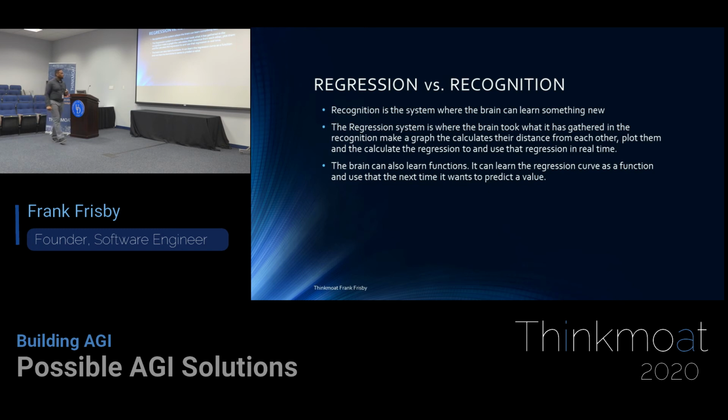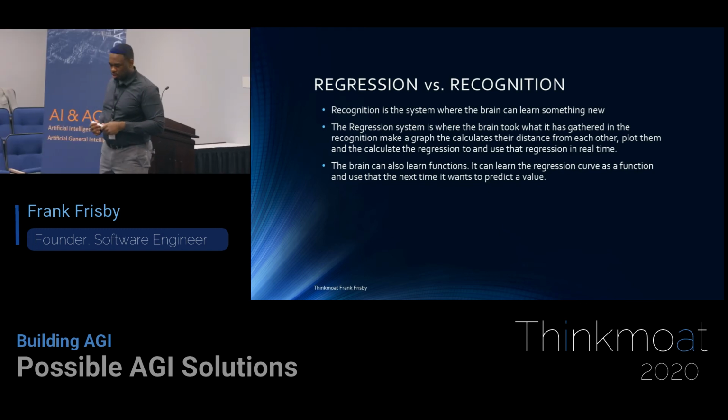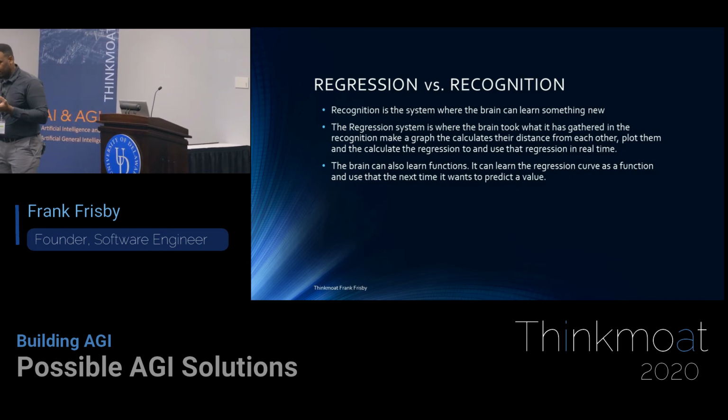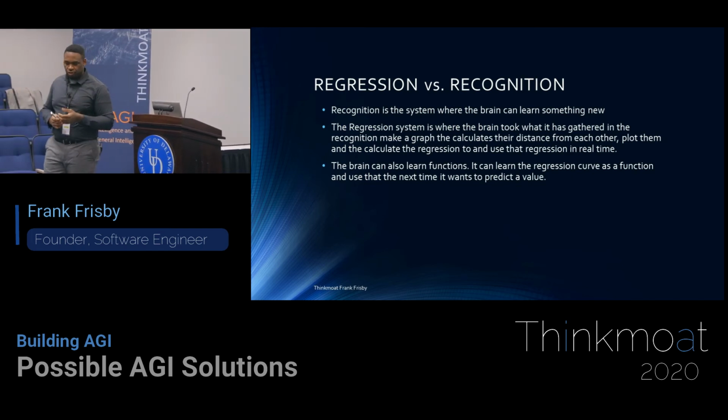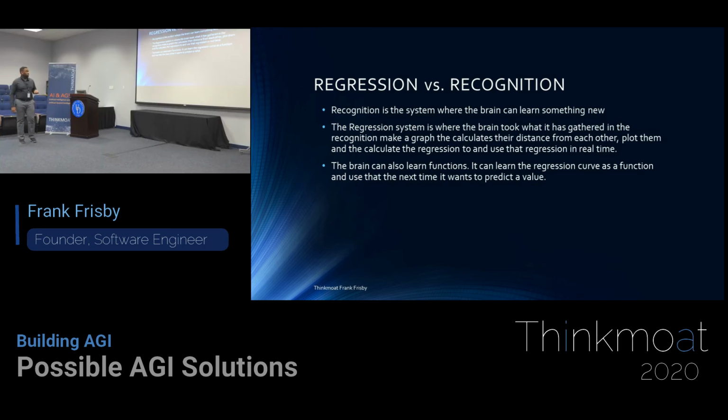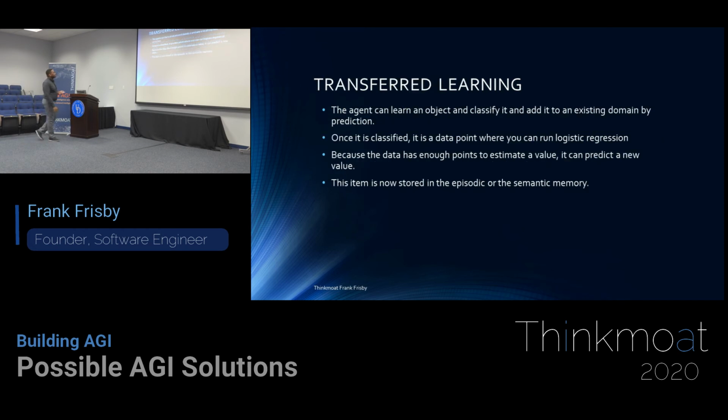Regression versus recognition. So we do two main functions. We do recognition, that's probably most of the time, and then we do regression, which is theorizing on learning something new. And that's part of the reasoning process. Transfer learning, kind of talked about that already.